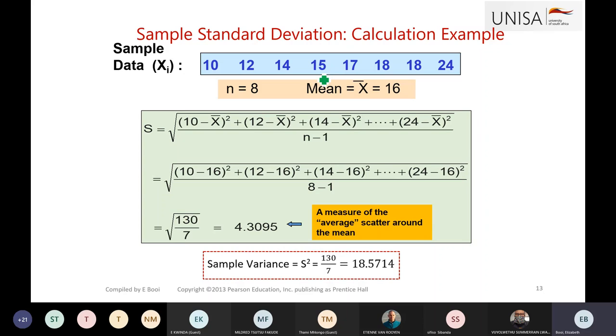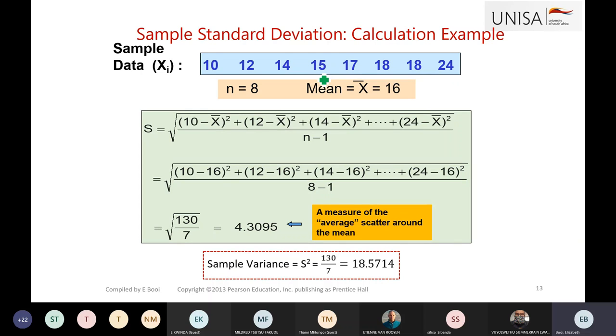You know how to calculate the mean: the sum of all the values divided by how many there are. If I add all the values and divide by 8, I get the mean of 16. That part we've covered in the previous section. I'm not going to go into detail on that.